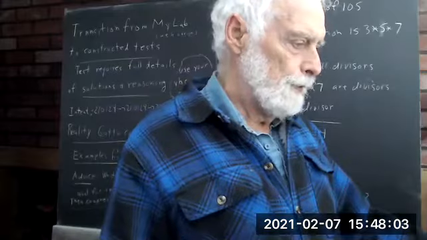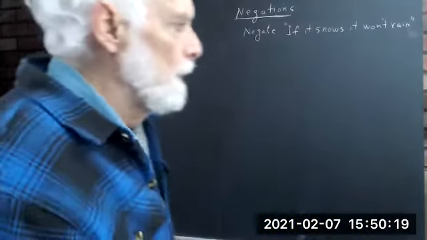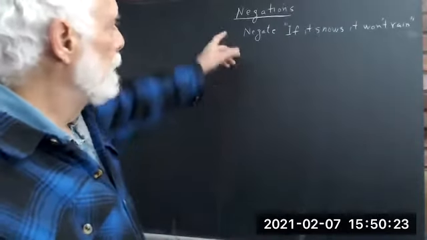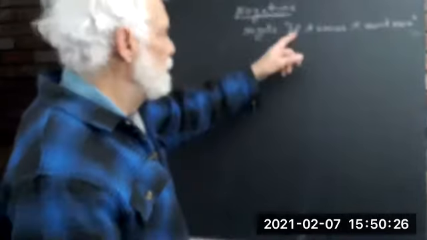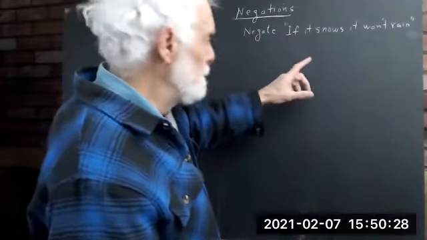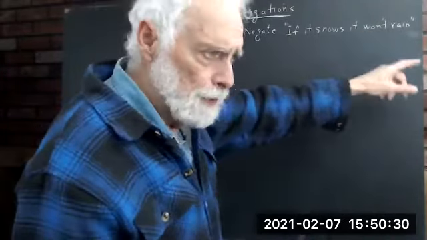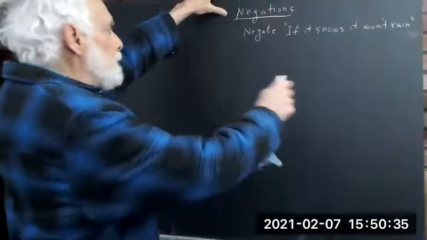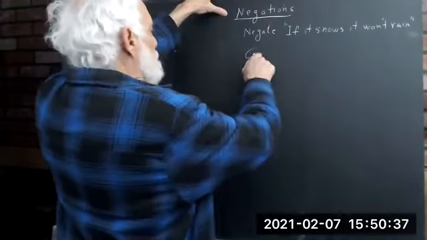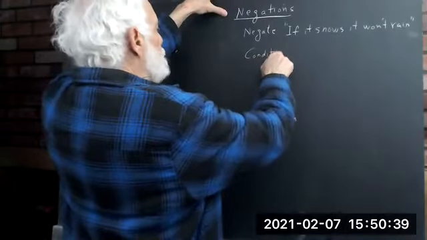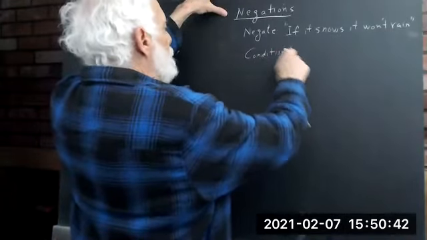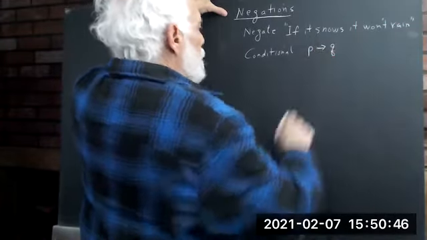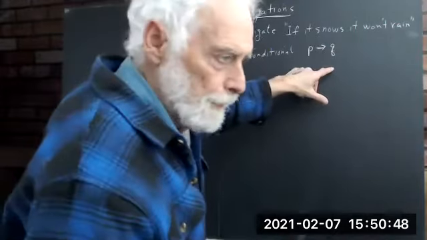Okay, going to just pause this. Okay, I'm going to dive into a fairly complicated negation. The negation is we want to negate the statement, if it snows, it won't rain. Okay, now what kind of a statement is this? This is a conditional. The form if P, then Q, which is written like this.